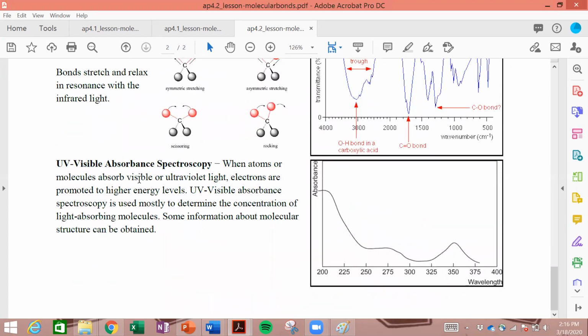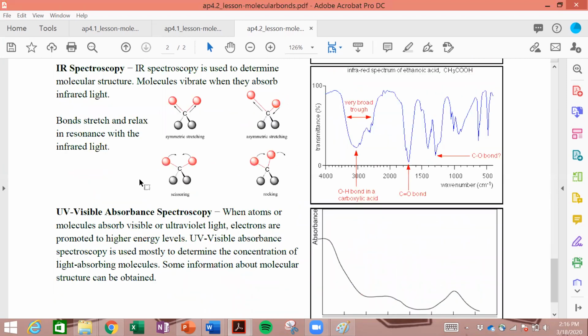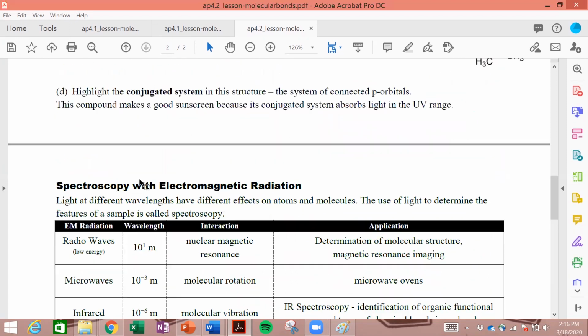And then down below is just some graphs, some examples, some explanations of the different spectroscopies. So if you have questions, write them down and ask me at some point.